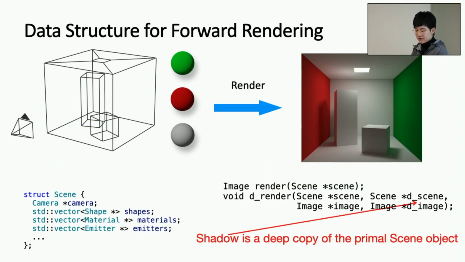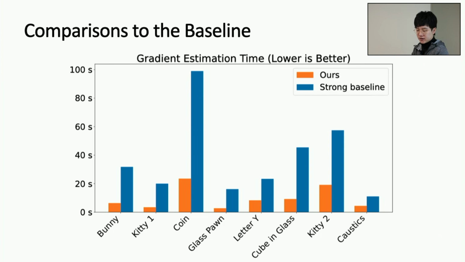To compute the derivative, we have to deep copy the primal scene objects for shadows. This makes sure that the shadow has the exact structure and layout as the primal object. So we can also make multiple copies of shadows for multiple threads and merge the gradient at the end. We compared our method with the baseline where we differentiate the whole program for a variety of scene settings, and it demonstrates a 3 to 5 times speedup as shown in this plot.